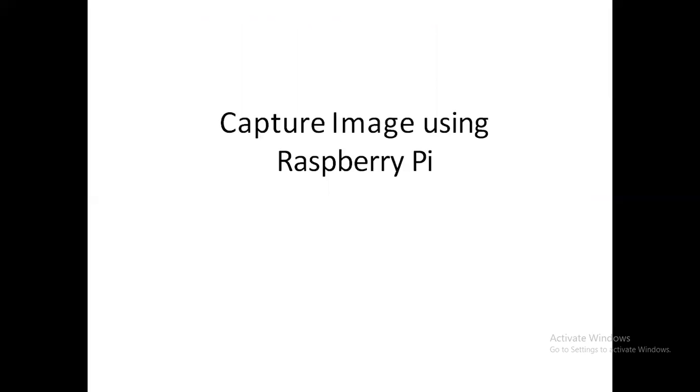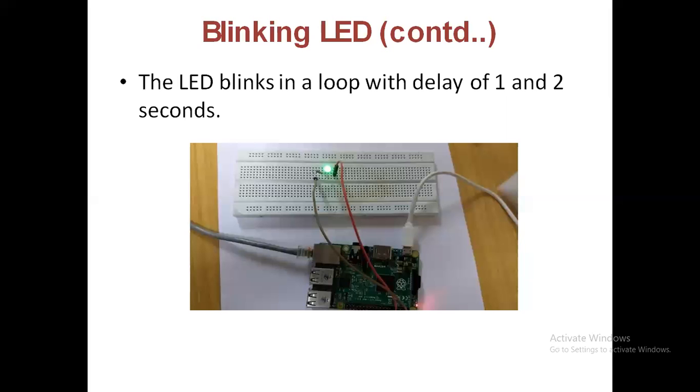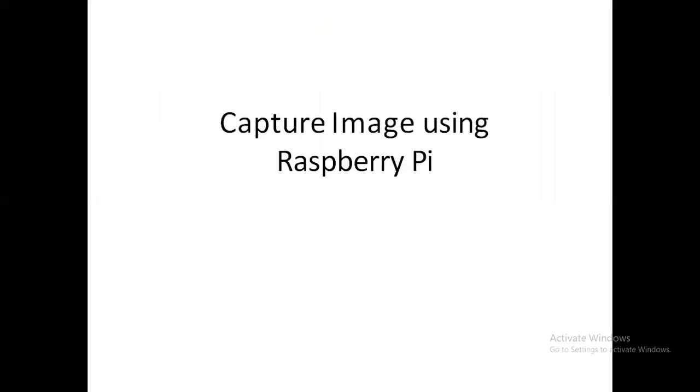So now we'll move on. As we have seen this LED on the right side, how we have to write the code and how we have to dump it into the devices to achieve this LED lighting, the goal which we were expecting has been done. Now we'll move on to the next thing, that is capturing an image using Raspberry Pi.